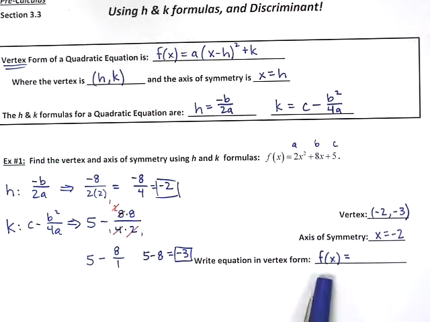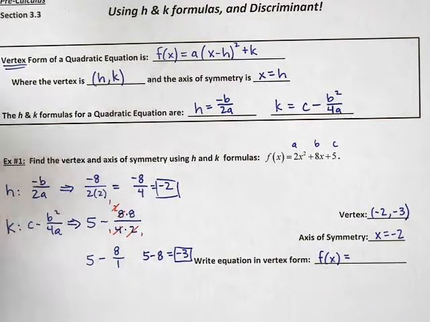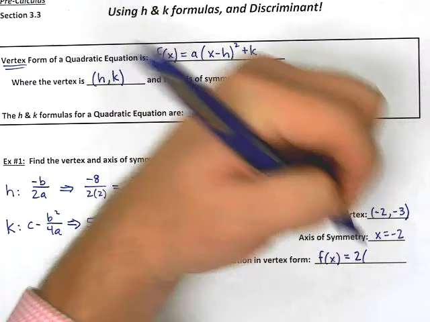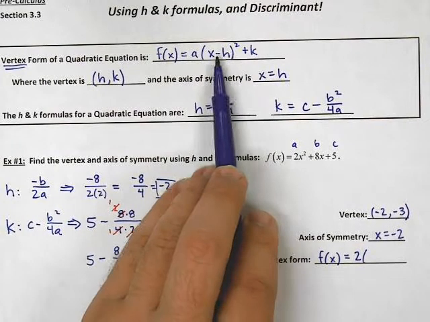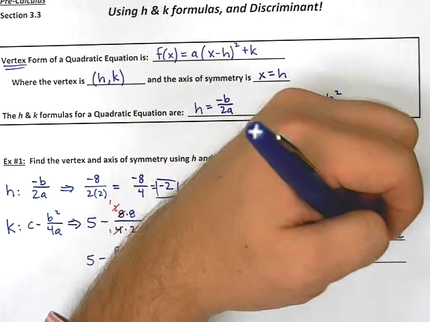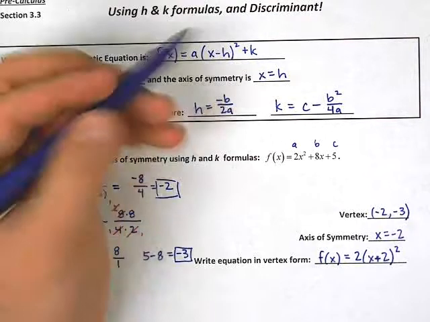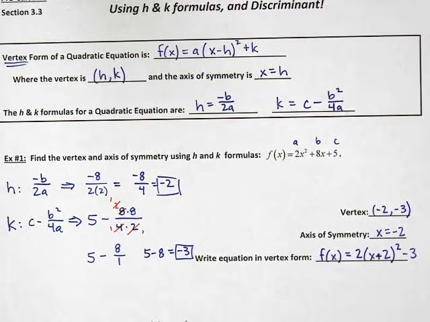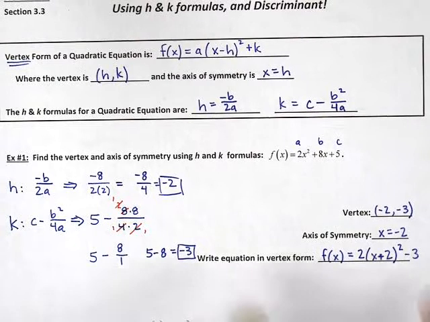Some of us were not doing this on tests, so please make sure that you're always writing f of x. If I ask for a function or an equation, I need to see f of x. Now my a value, again, it stays the same. A was 2, so my a value is still 2. Now it says that my h value is negative 2, so x minus negative 2 is x plus 2 squared, and then of course lastly my k value is negative 3. Okay? So that is how you take your vertex and use it to write an equation into vertex form.